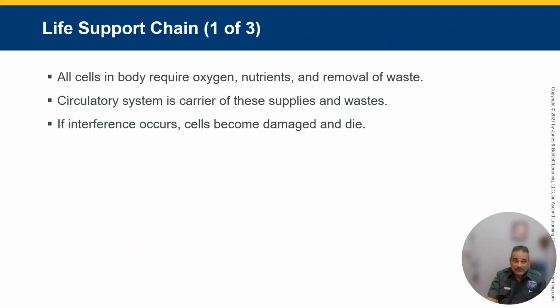As far as what we call the life support chain, to perform their job, all cells in the body require oxygen, nutrients, and removal of waste. We've talked about this. The respiratory and circulation centers are the carriers of these supplies and waste. If something happens and interference occurs, the cells can be damaged and they can die. So we need to make sure that we eat right, we get plenty of hydration, we take care of ourselves.